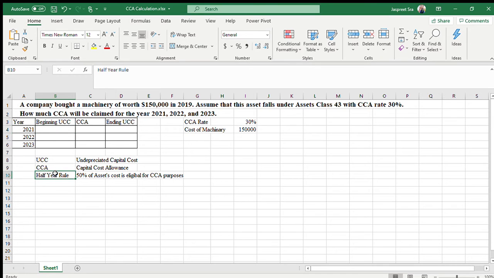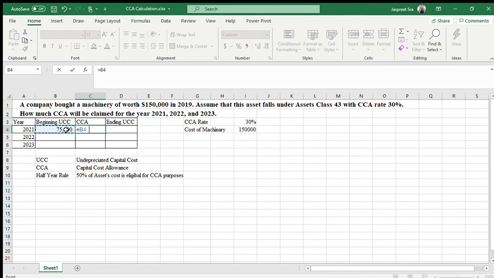2021, you need to follow the half year rule. So cost of the asset in the beginning is 150,000, so we can consider only half of it, so divided by 2. So our beginning UCC for 2021 is 75,000, and the CCA amount is 75,000 times 30%, so 22,500. Company can claim CCA of 22,500 for the year 2021.